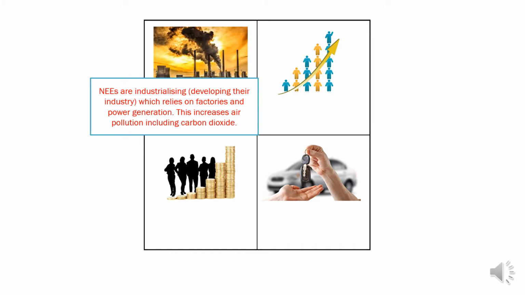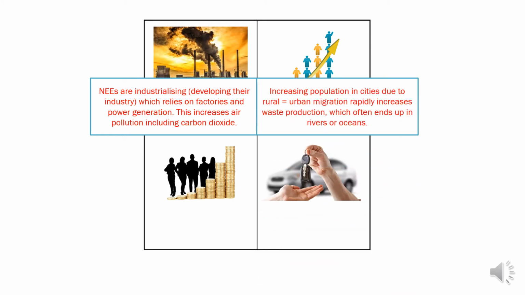The next picture represents a growing population. And in Brazil particularly, you've got people moving from the countryside, rural, to urban, the city, for the jobs. And this will increase the waste that's being produced, and that will often end up in the rivers or the oceans.